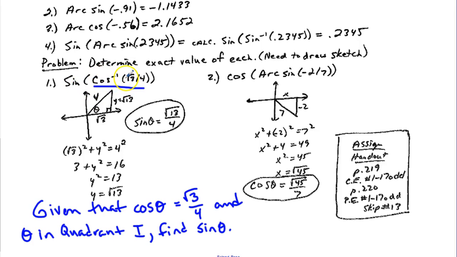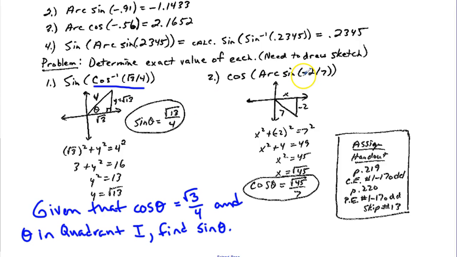So how would we find the angle that has a cosine of root 3 over 4? Well, we have to first set up a reference triangle. Remember, cosine is x over r, so you could set that up. Do some Pythagorizing to find out the y value of root 13. Okay. And now the sine value, your opposite over your hypotenuse, or your y over r, is root 13 over 4.